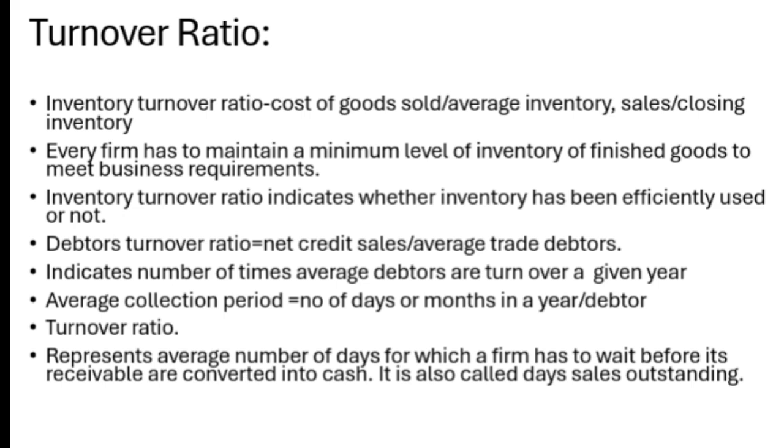Debtors turnover ratio is equal to net credit sales divided by average trade debtors. It indicates the number of times average debtors are turned over in a given year. Average collection period is equal to the number of days or months in a year divided by the debtors turnover ratio. It represents the average number of days for which a firm has to wait before its receivables are converted into cash. It is also called days sales outstanding.